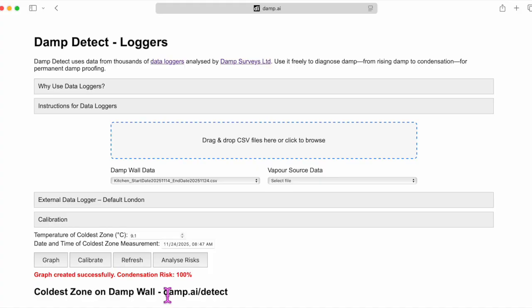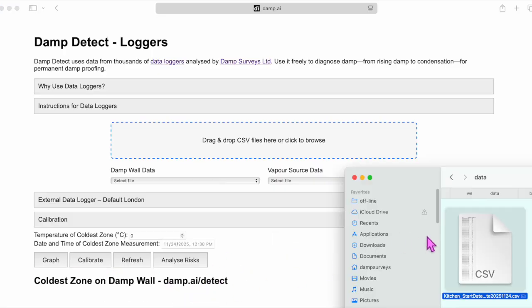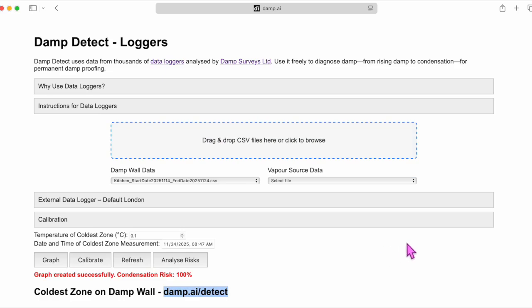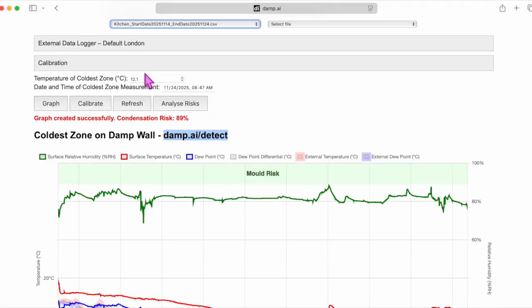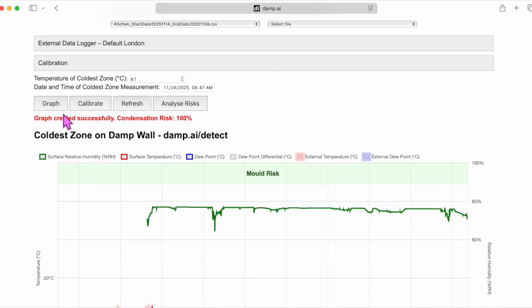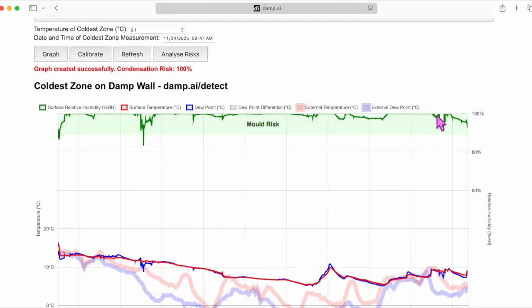So this is the data logger system at damp.ai/detect. Here are your files. We've uploaded one, and unfortunately we've only got a single file, but that's fine. You just have to double tap that. The temperature of the cold wall was 9.1, and that creates a graph. And look at this, your surface relative humidity, the green line here, is extremely high, close to 100%, where you get condensation. And what we can see here is the dew point.